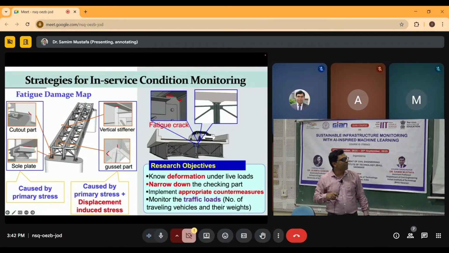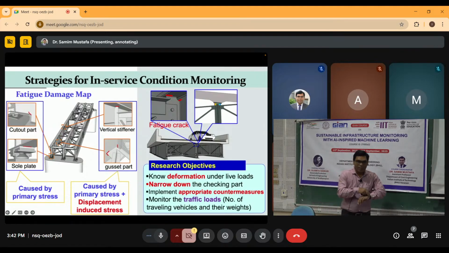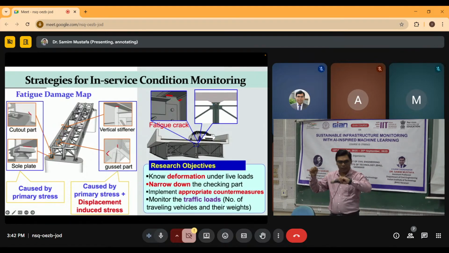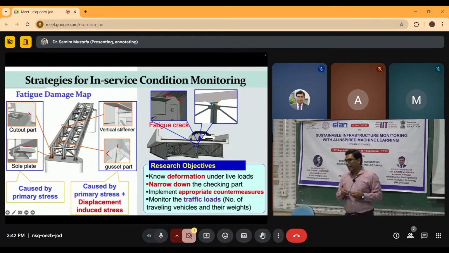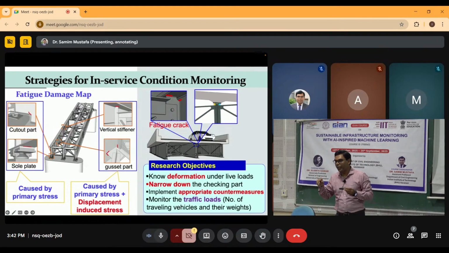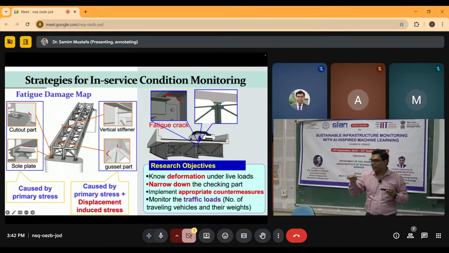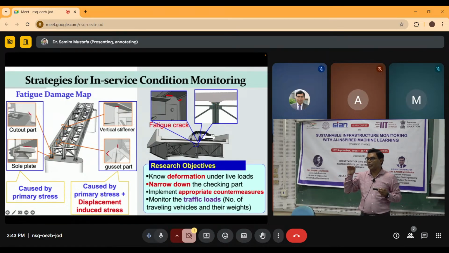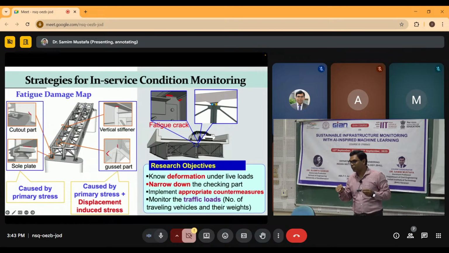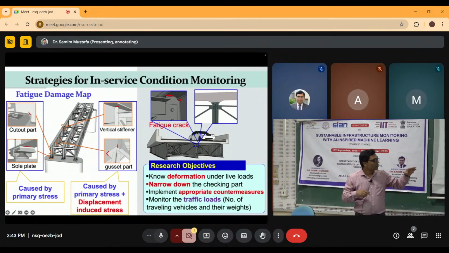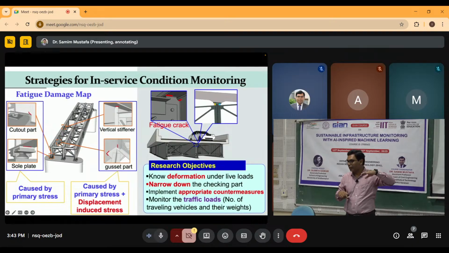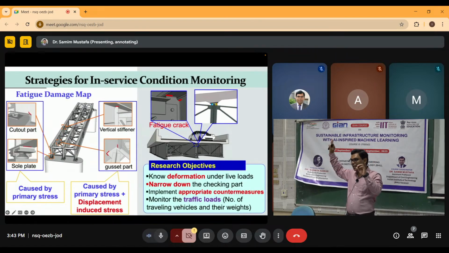So the objective is to know the deformation of the member under the live load. If you know the deformation of the member due to live load, then you know where the deformation is large. So there is the possibility that stress accumulation will be higher on those locations, is it not? So fatigue damage usually occurs on those locations where the stress accumulation is higher. That will help you to narrow down the checking part. So where the deformation is large, stress accumulation will be large, so we should always check those points. You should not check some other location where there is a lesser amount of deformation, right?